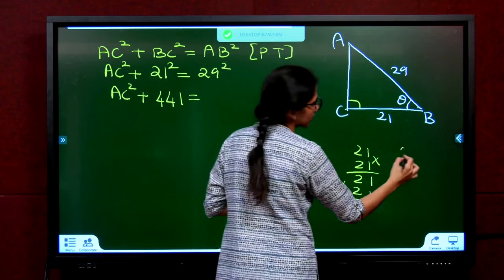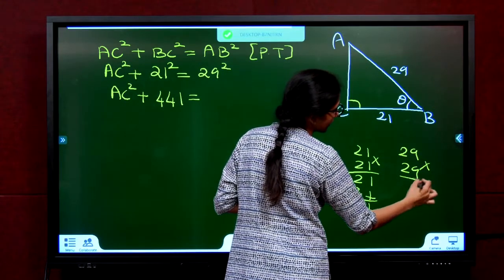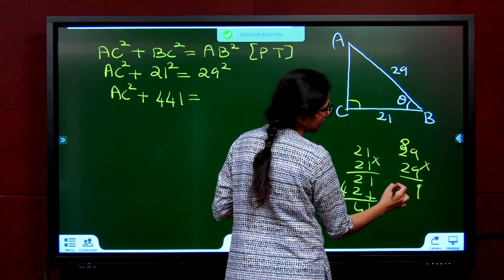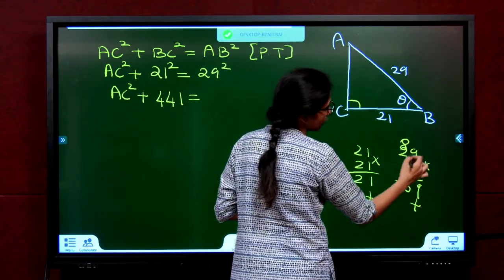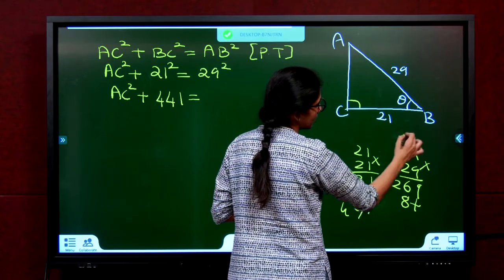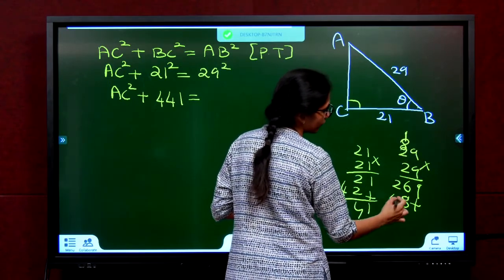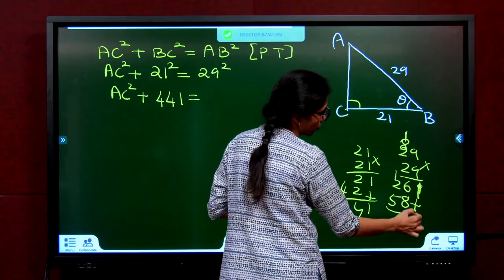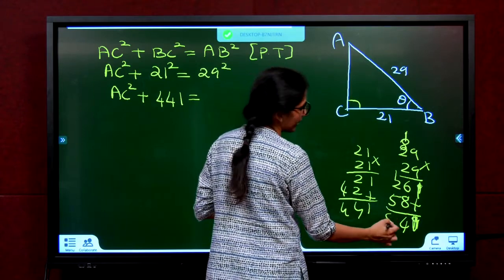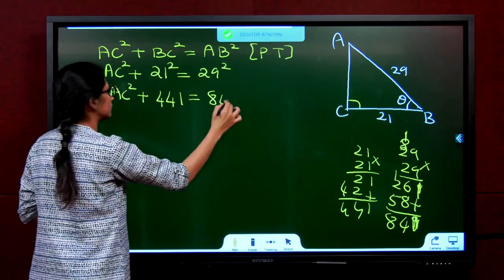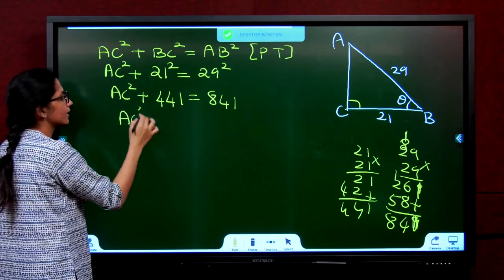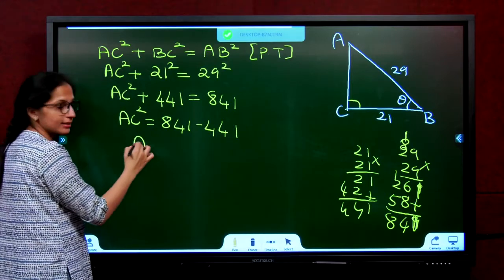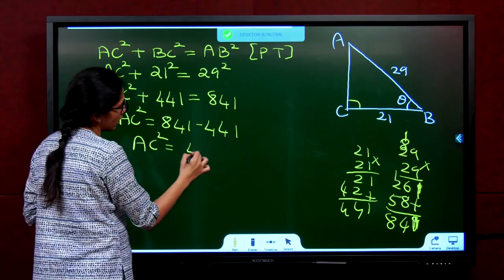29 square. 29 into 29. 9 nines are 81. 9 twos are 18. 18 plus 8, 26. 2 nines are 18. 2 twos are 4. 4 plus 1, 5. 9, 14. Sorry, this is 1. So 1, 14, 8. 841. AC square is equal to 841 minus 441. AC square is equal to 400.